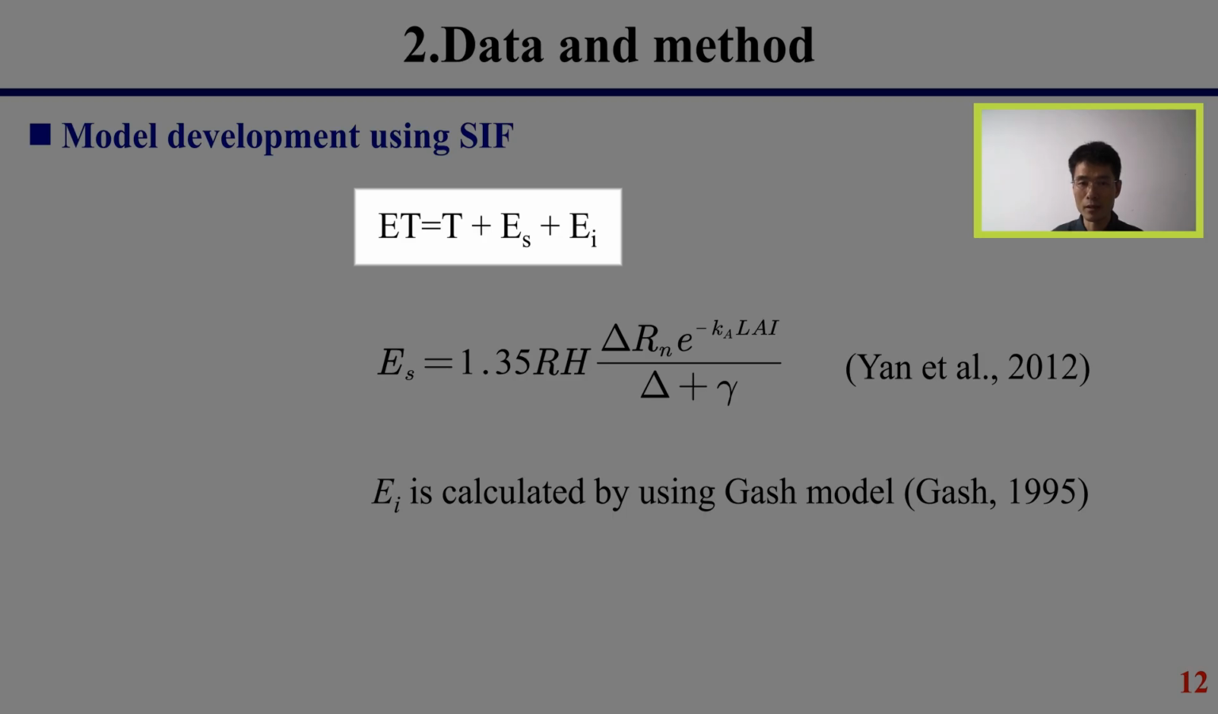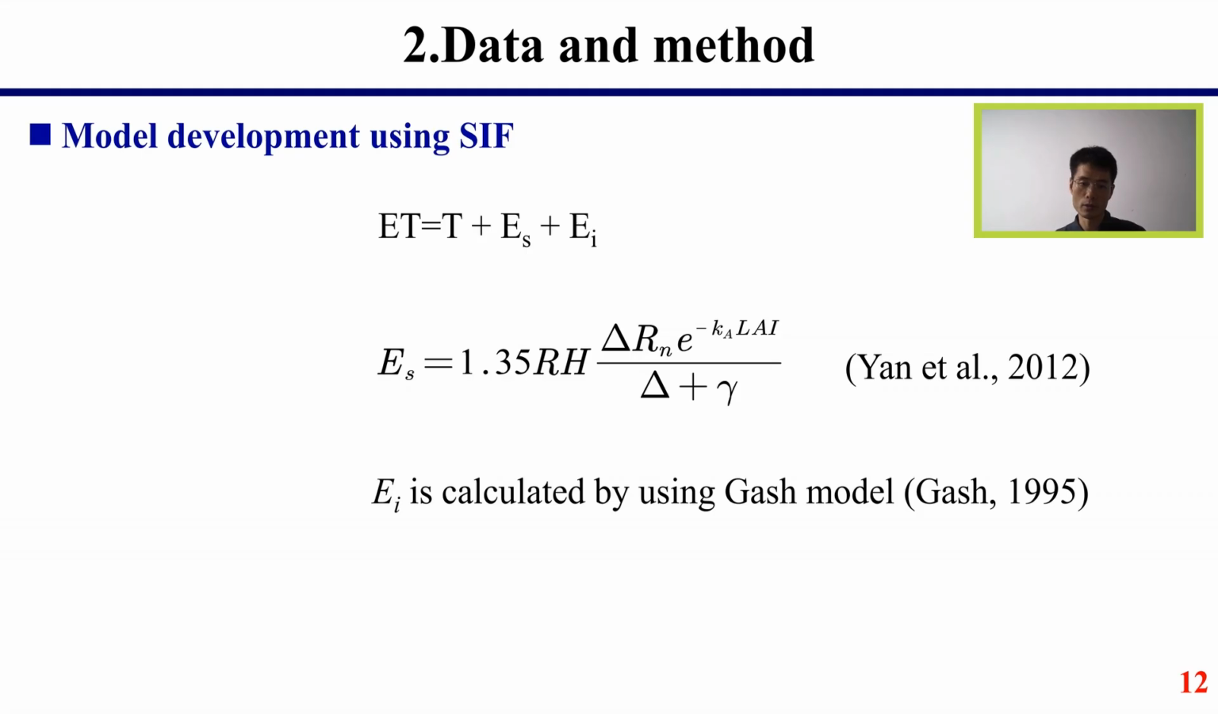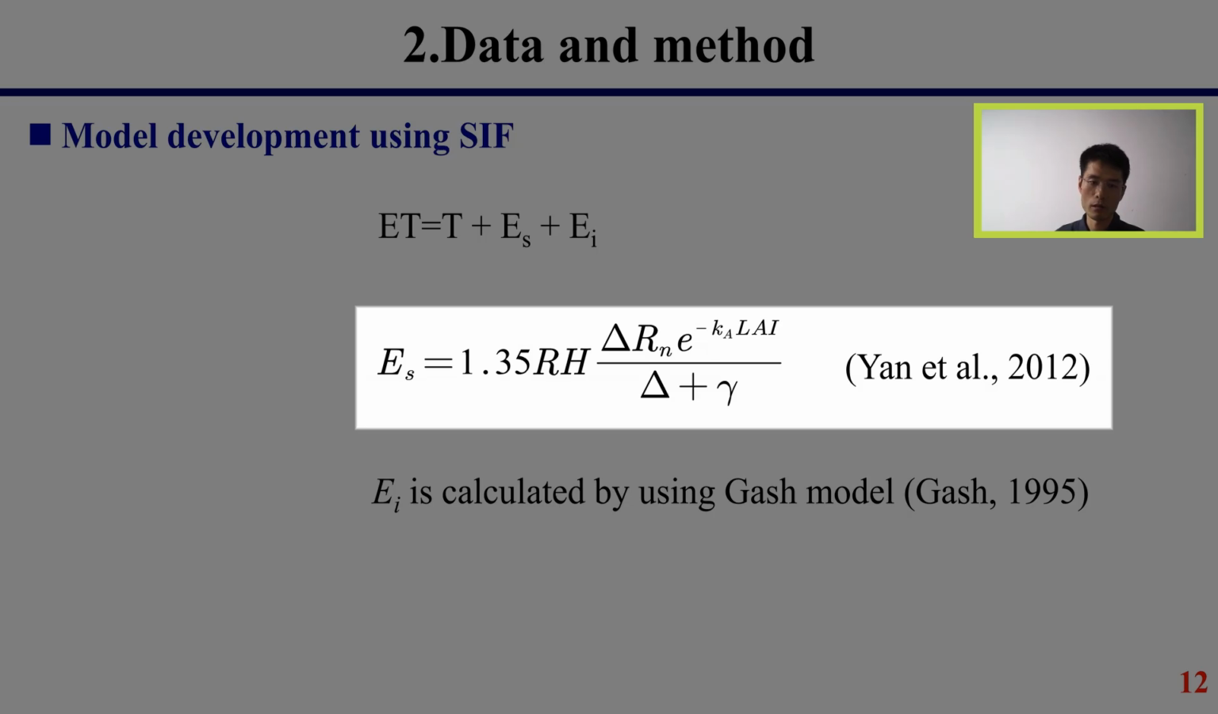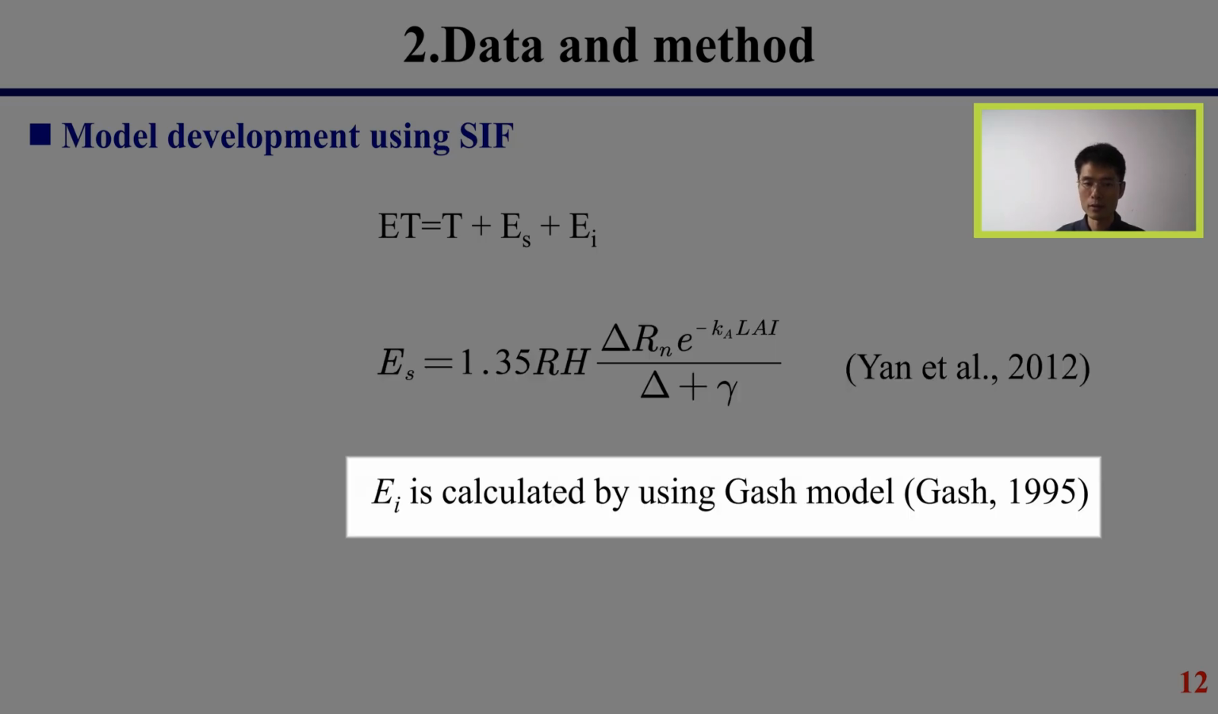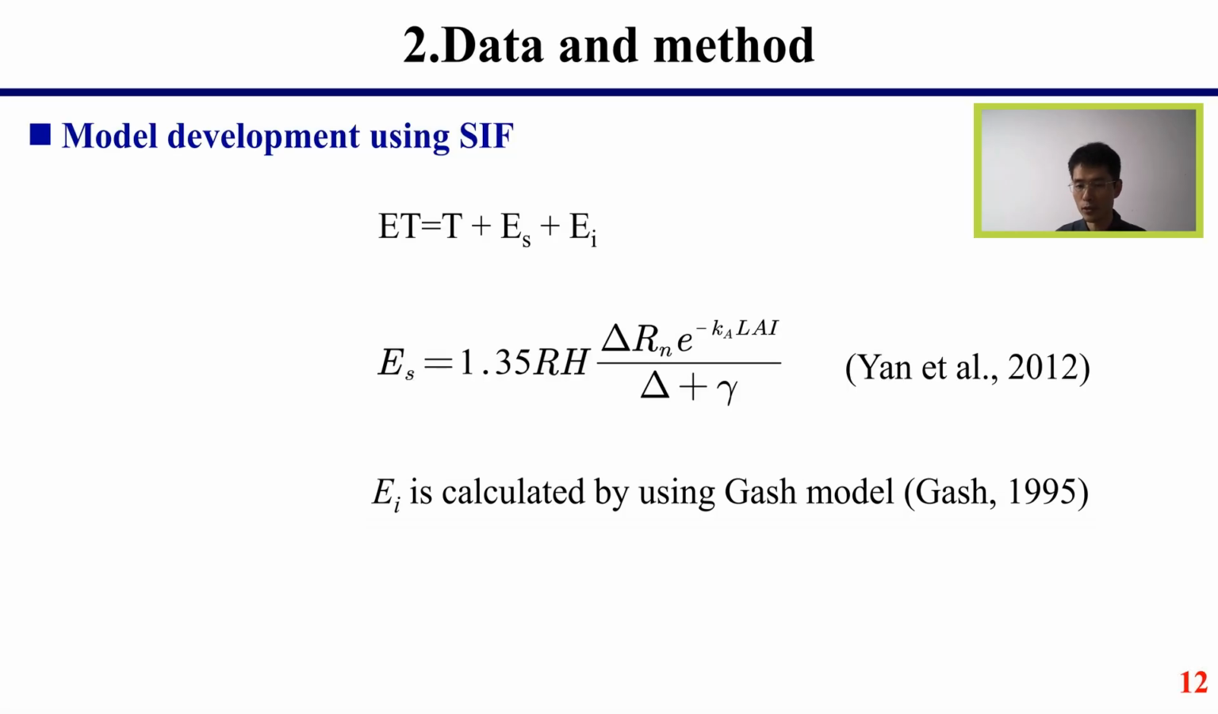We already have the transpiration. For the other two components, there are very mature methods to describe them. So we just adopted two mature models to simulate soil evaporation and canopy evaporation. This is the interception evaporation. We use this classic analytical gauge model. So this is the model we developed.